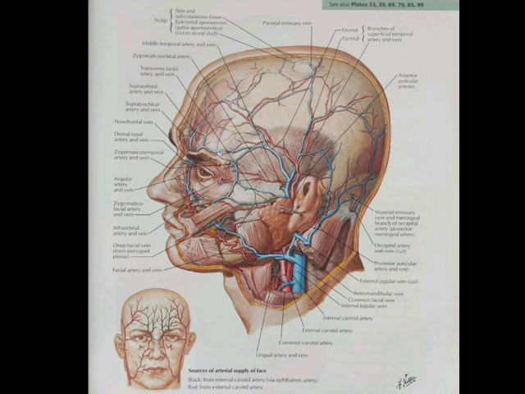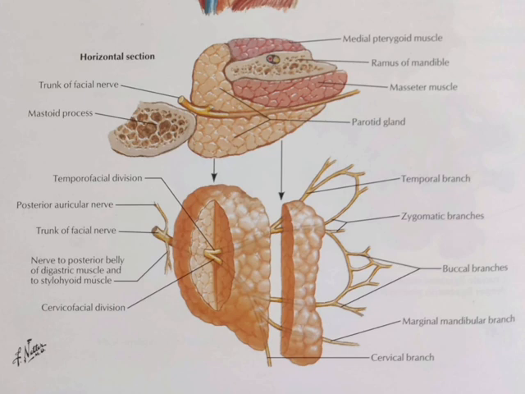Facial nerve, which is the seventh cranial nerve, is a mixed nerve. That is, it contains both motor component and sensory component. The sensory component is known as nervus intermedius. It is predominantly motor. The terminal branches are temporal, zygomatic, buccal, marginal mandibular, and cervical.